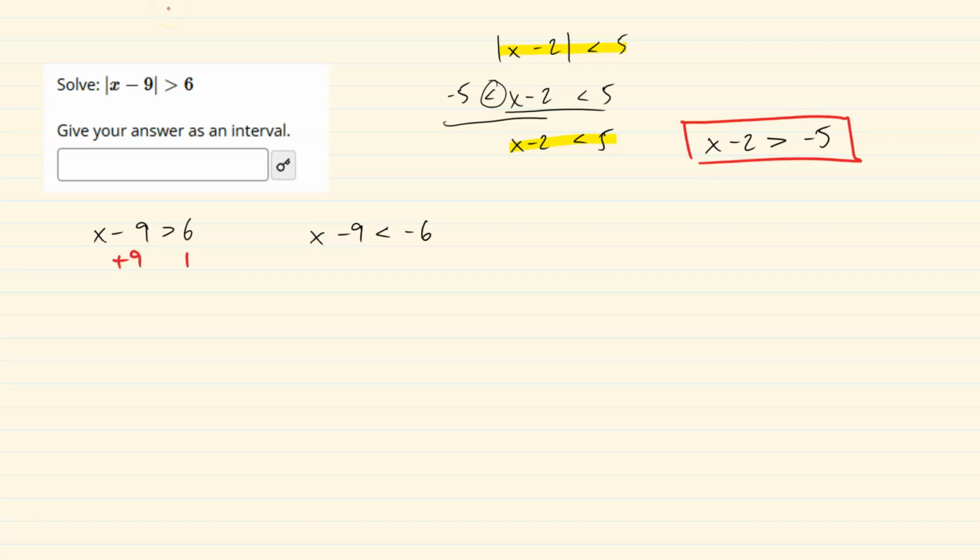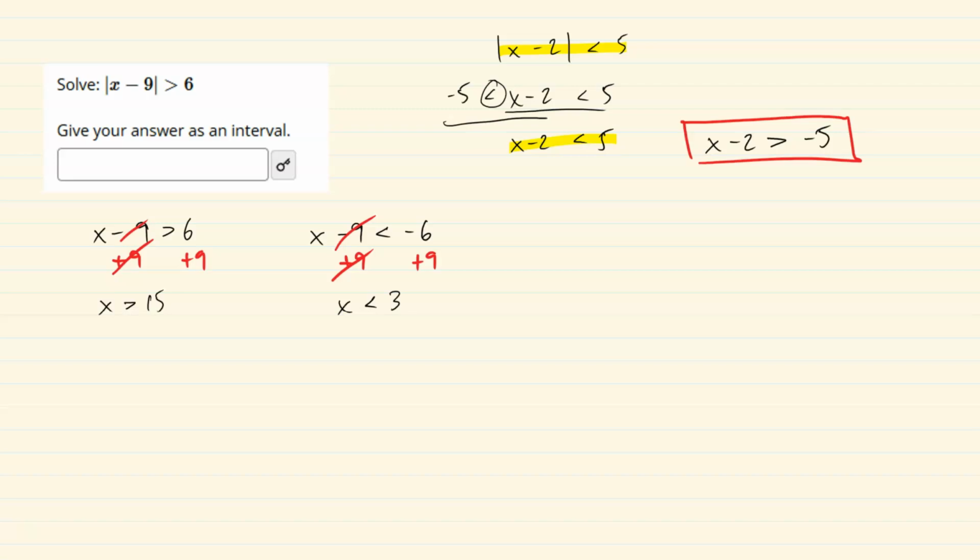So we're going to add 9 to both sides. And actually the same here. Add 9 to both sides. We'll cancel out that and cancel out that. And what do we end up getting? X is greater than 15 and x is less than 3. Okay, so that gives us our solution, but we want to give the answer as an interval, put it in interval notation.